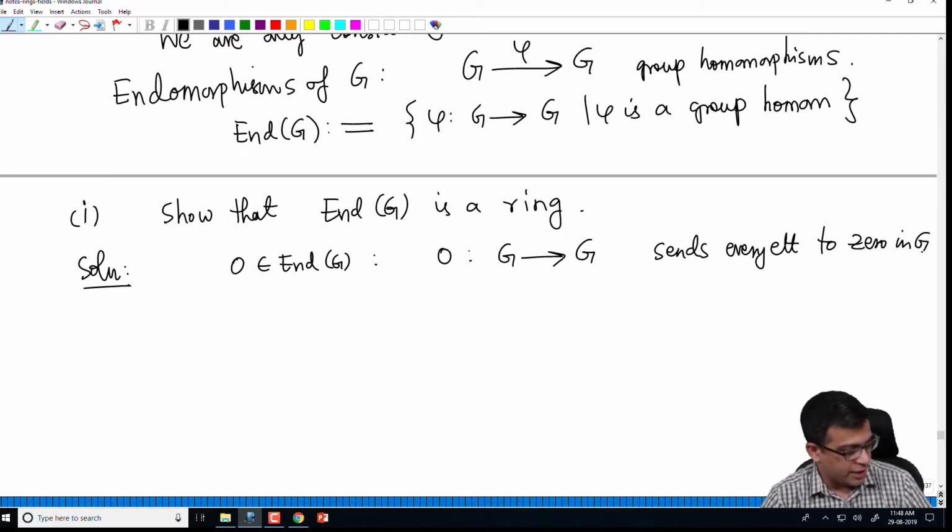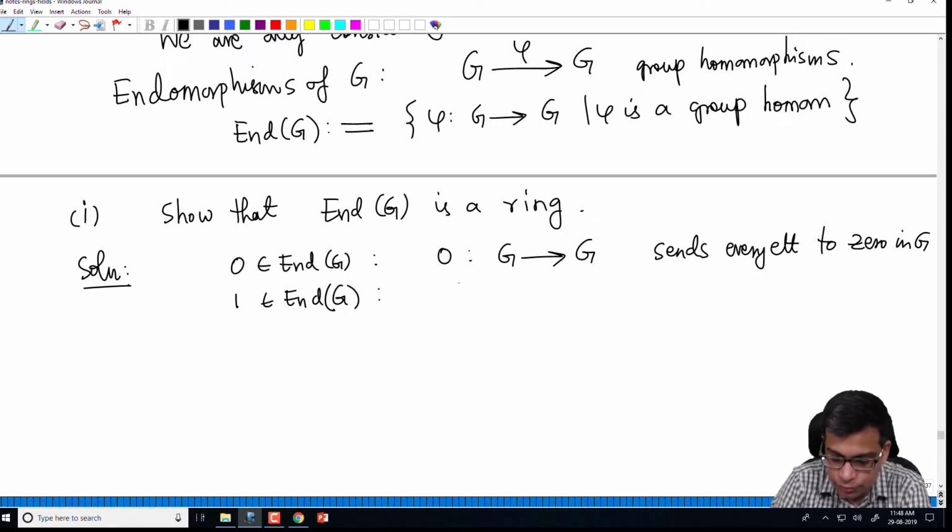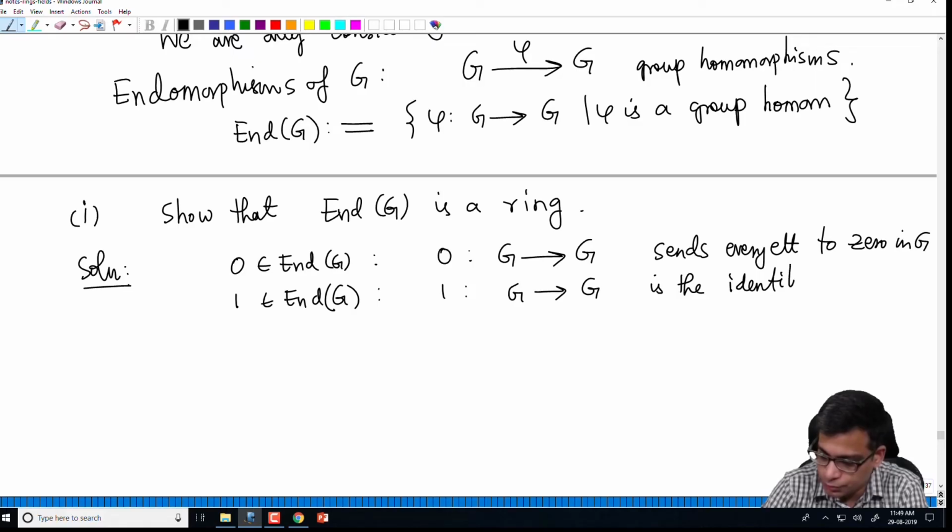So remember, G is an additive group. It has an additive identity, which we usually call 0. So this map sends everything to 0. The 1 in End(G), I claim, is the identity map. Okay, this will make sense once we actually define addition and multiplication. It is the identity map. That means it sends x to x.